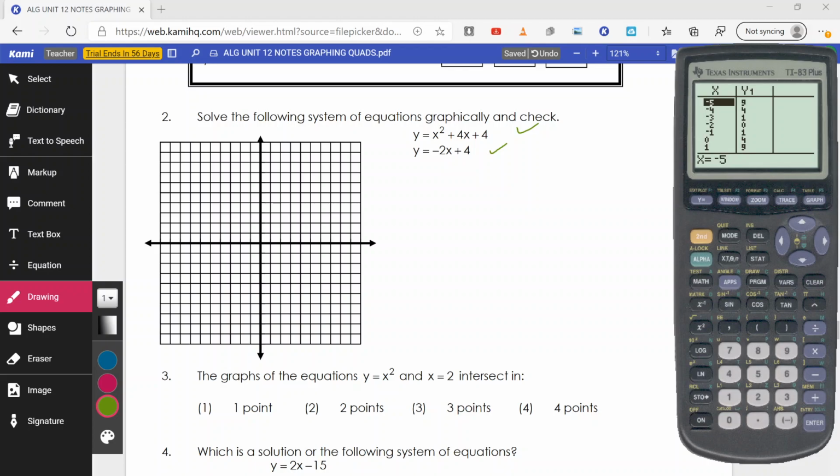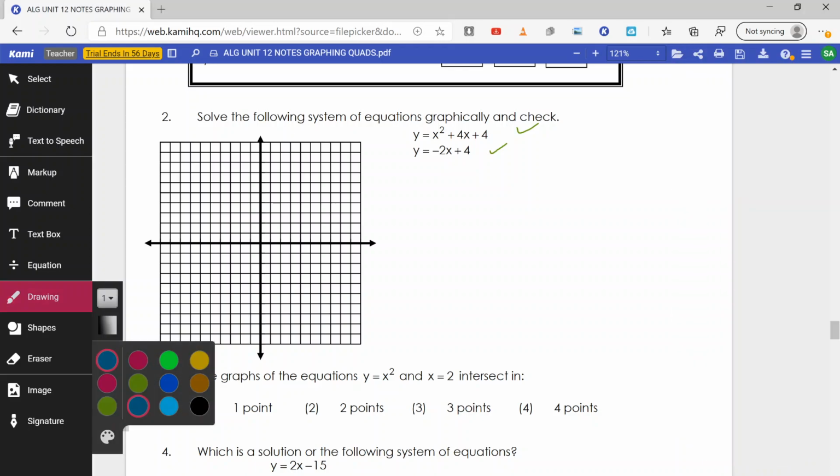So we repeat 9 back around to 9. So I'm going to plot these points. Negative 5, 9. So left 1, 2, 3, 4, 5. Up 1, 2, 3, 4, 5, 6, 7, 8, 9.